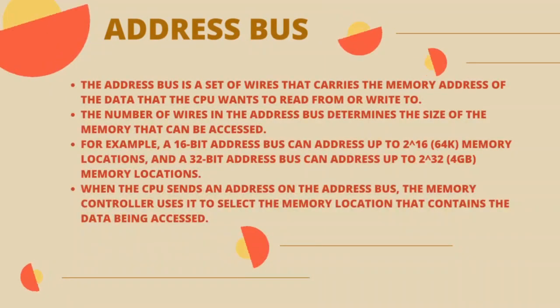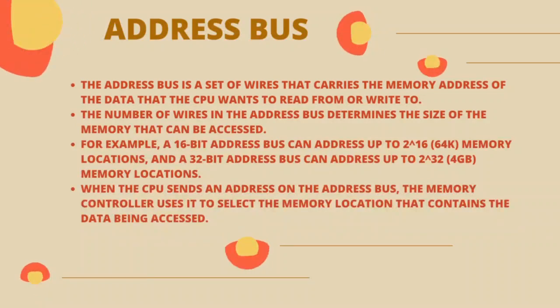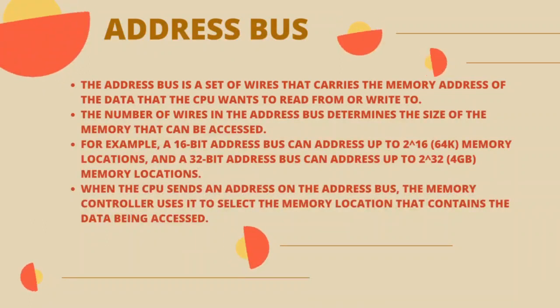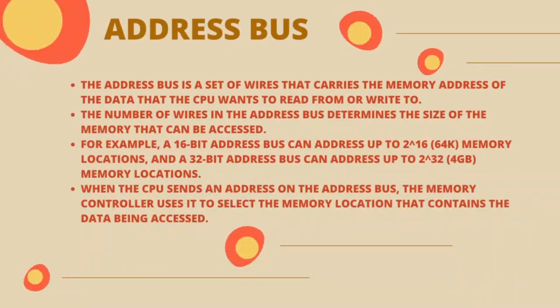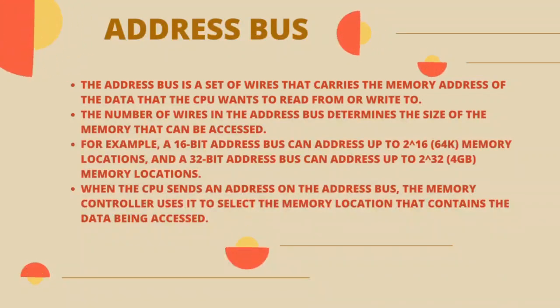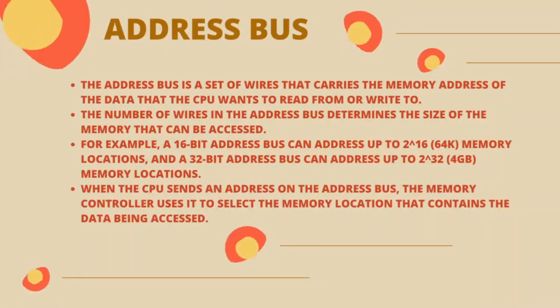So I will explain the address bus. The address bus is a set of wires that carries the memory address of the data that the CPU wants to read from or write to. It is a unidirectional bus, meaning that the data can only flow in one direction, from the CPU to memory or input-output devices. The number of wires in the address bus determines the size of memory that can be accessed. For example, a 16-bit address bus can address up to 2 to the power 16, which is 64K memory locations, and a 32-bit address bus can address up to 2 to the power 32, which is 4GB memory locations.